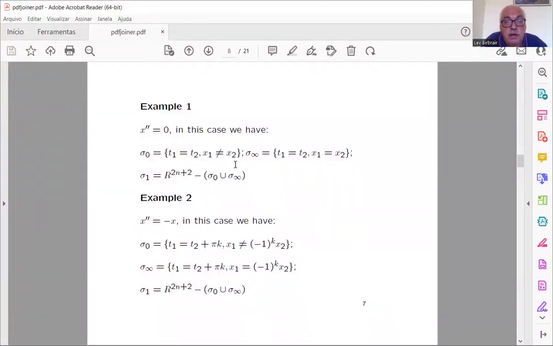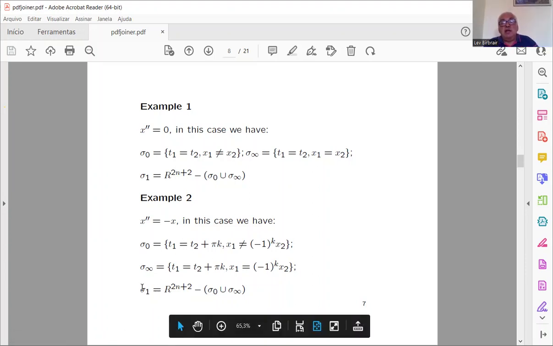Then another problem that you consider: X double prime equals minus X. Right, and what happens in this case? In this case, we have sigma zero. Sigma zero is more complicated. It's T1 equals T2 plus pi times K, and X1 is not equal to minus one to the K times X2. Sigma infinity is T1 equals T2 plus pi times K, and X1 equals minus one to the K times X2. And then in this case again, sigma one is the complement of the union of sigma zero and sigma infinity.